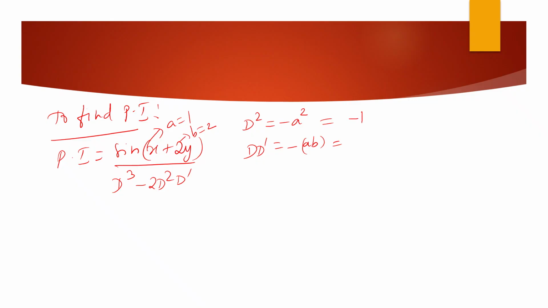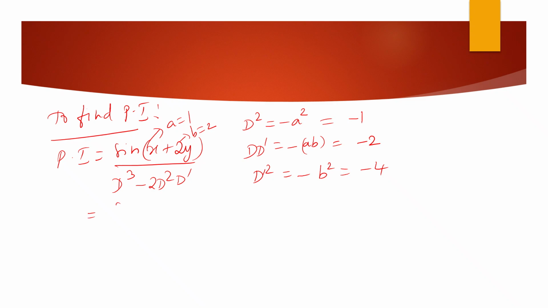So A is 1 and B is 2, so it is 1 into 2, so 2, and it is minus 2 then. Next is D dash square, which is replaced by minus B square. Our B is 2, so B square is 4, and then put a negative sign. So B square is here 4, therefore D dash square is minus 4. Now we are going to replace these D terms like this.